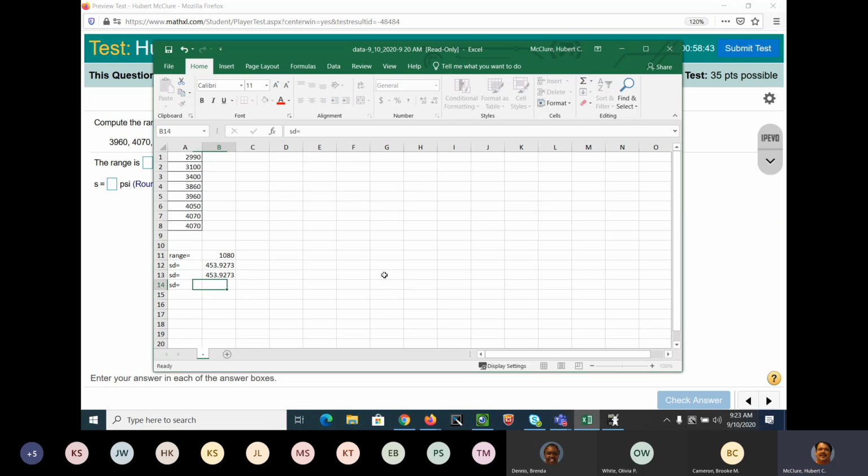ST equals STDEV parentheses and then highlight and then close parentheses. That's if you're using an Excel spreadsheet. Okay? If you're using the calculator, you already got it.